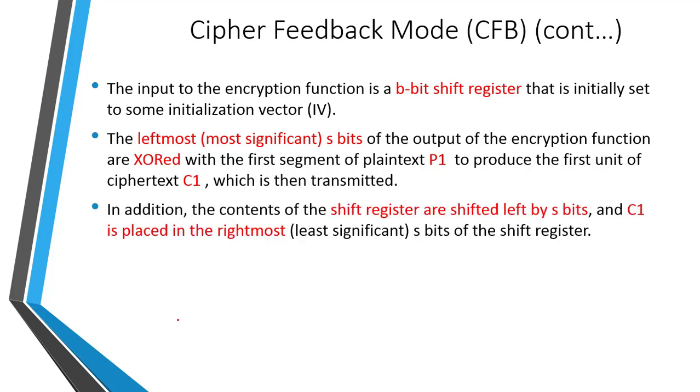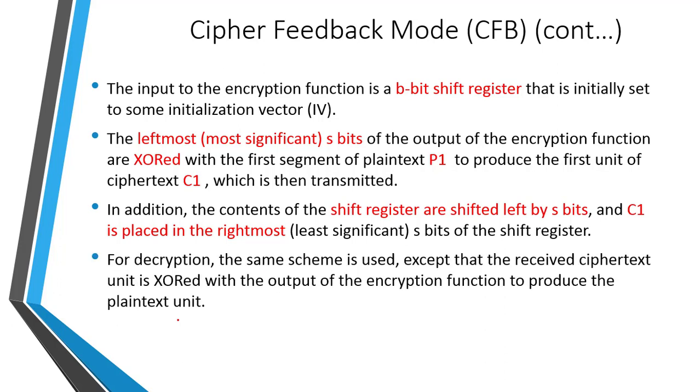In addition, the content of the shift register is shifted by S bits, and C1 is placed in the rightmost S bits of the shift register. For decryption, the same scheme is used, except that the received ciphertext unit is XORed with the output of the encryption function to produce the plaintext unit.